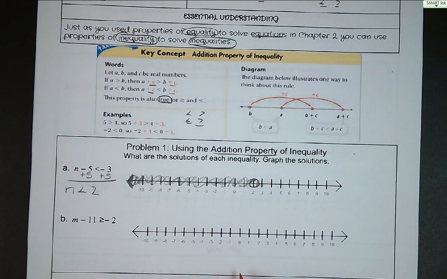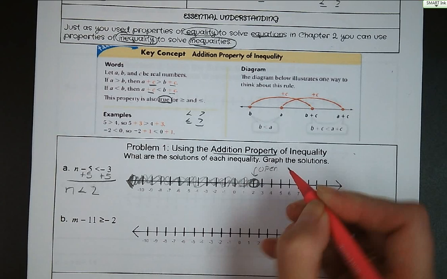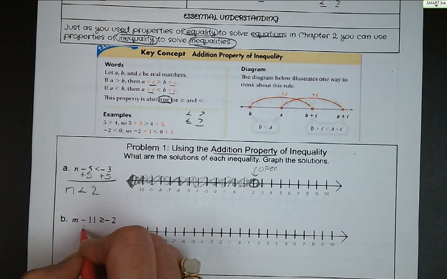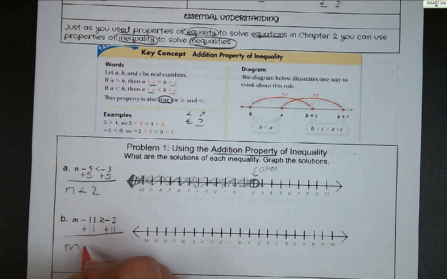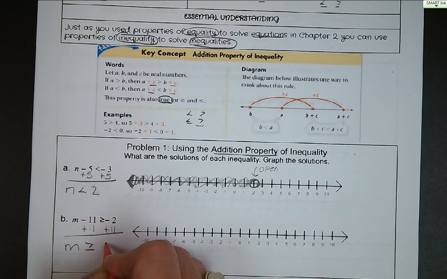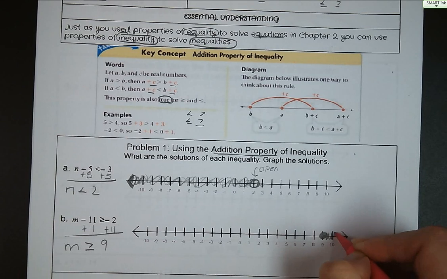Okay. All right. Letter B. We have m minus 11, so we're going to add 11 to both sides. So m is greater than or equal to 9. So we have a closed dot at 9, and we are going to shade to the right. Remember that little hint that I gave you, that when the variable is on the left, the direction the arrow is pointing is the direction that you shade.